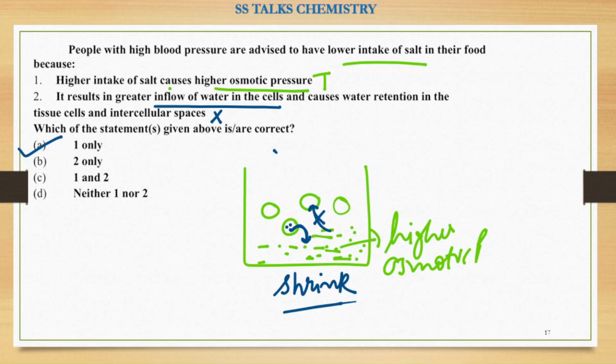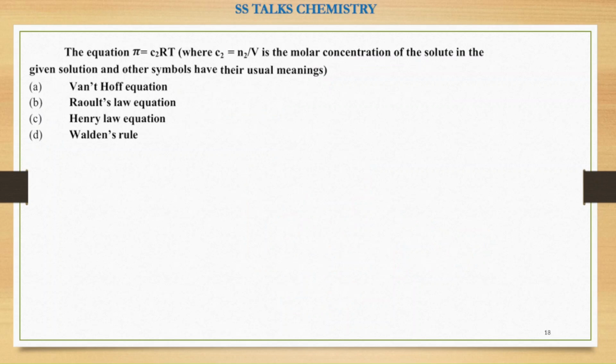Okay. Next one we have is this question. It says the equation pi is equal to C2RT, where C2 is number of moles upon volume, that is the molarity. The concentration given is the molar concentration of the solute. They are just asking what is the name of this particular equation. So this is your Van't Hoff equation. This is my Van't Hoff equation.